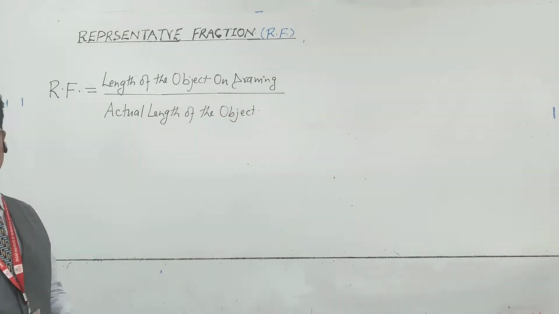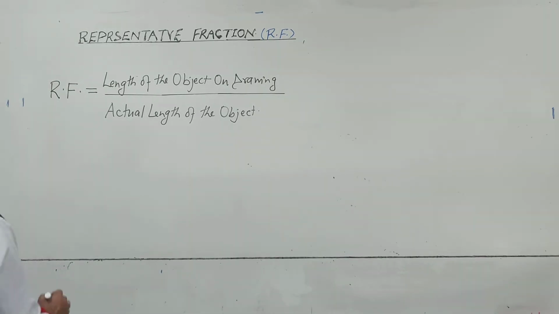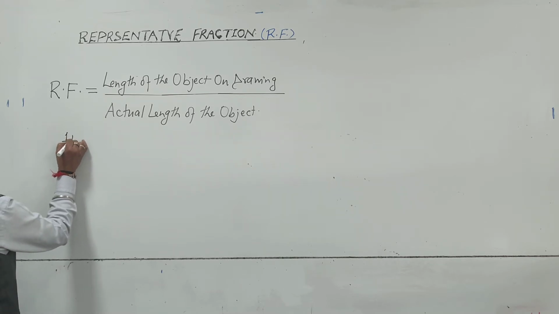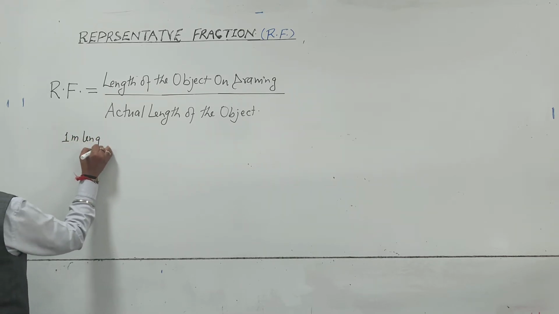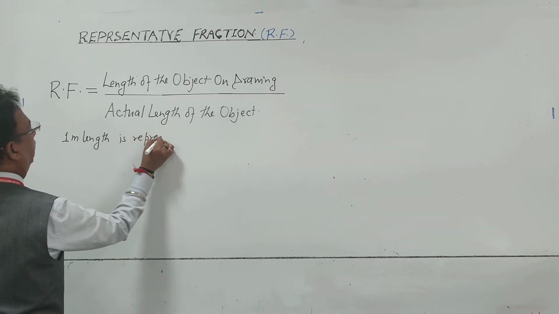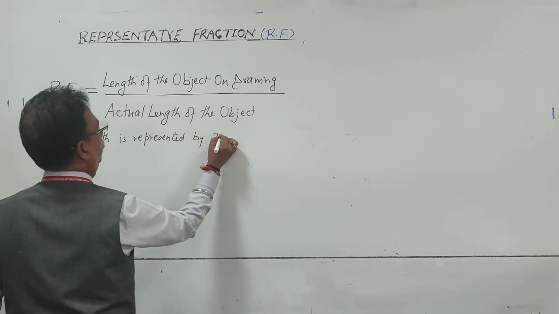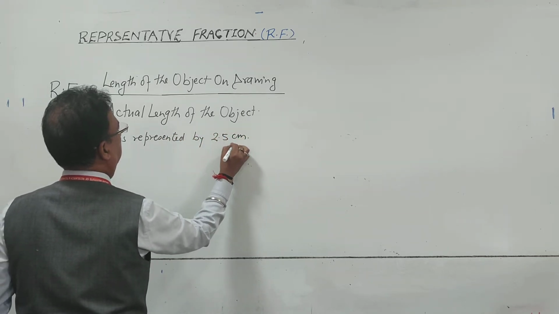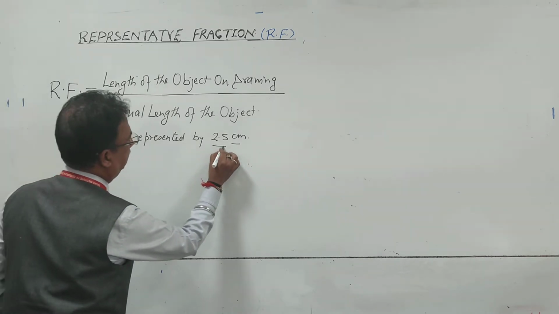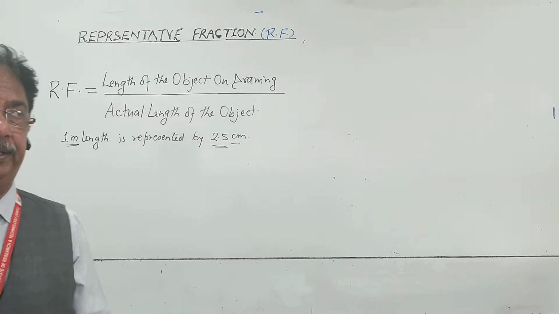In the first problem we have taken a ratio. Last time I told you that in a map, 1 meter length is represented by 2.5 centimeter. So in actual the length will be 1 meter and that is represented by 2.5 centimeter. That is the proportion given to me.